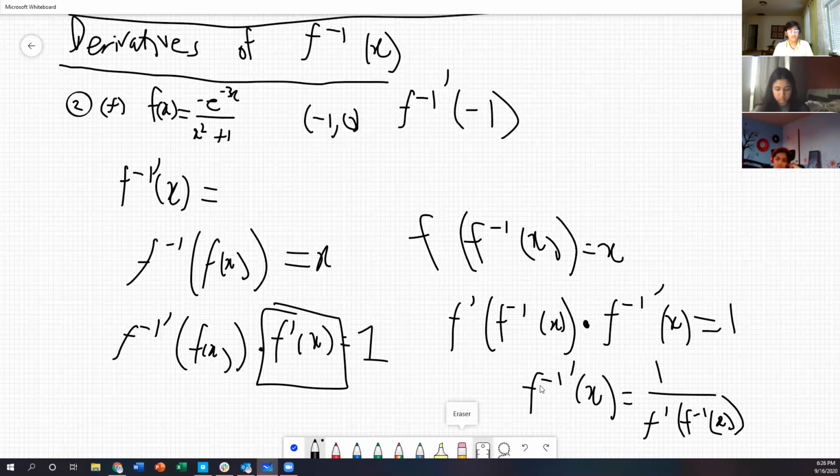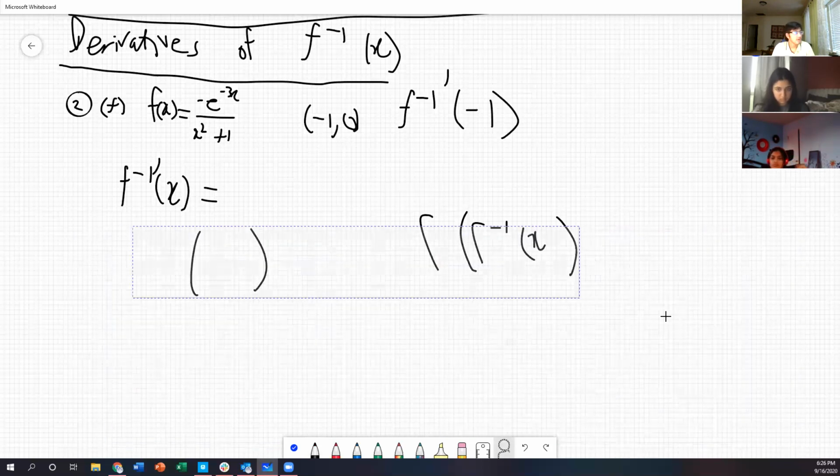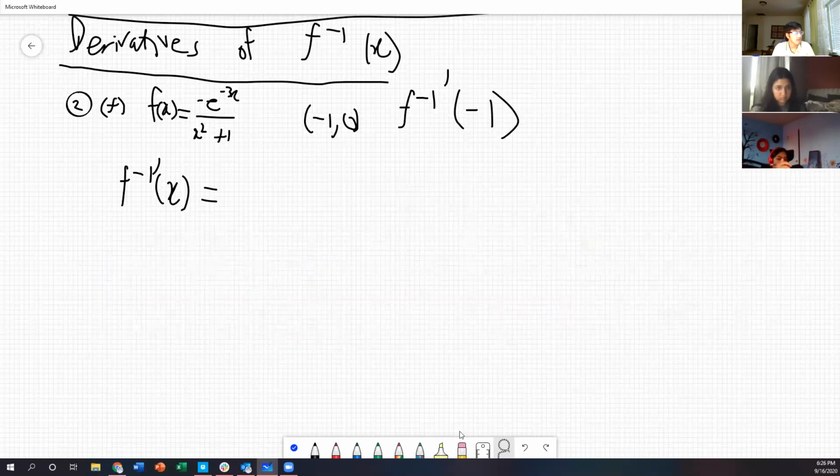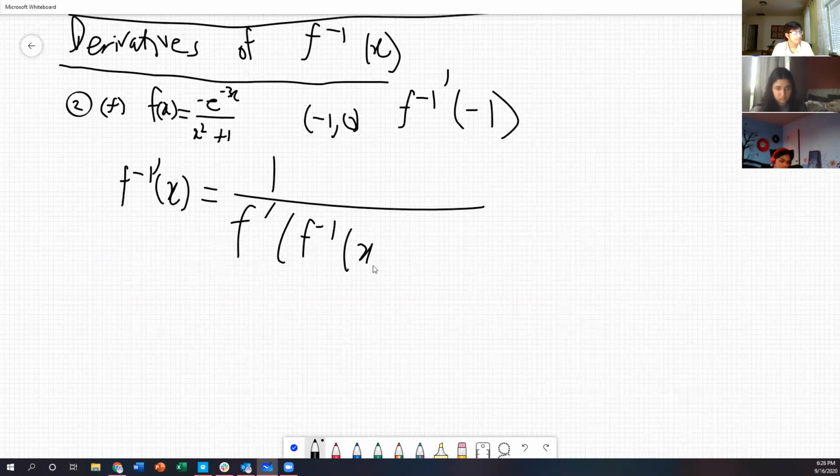This is if you're trying to work it out on the spot. Eventually, you'll get to a point where you just know this off the top of your head, but there's no point in trying to memorize it. Just try to understand the concept, and you'll be able to use the chain rule to figure it out. So now that we have our formula, I'm going to erase this stuff and write the formula up here: 1 over f prime of f inverse of x, I believe.